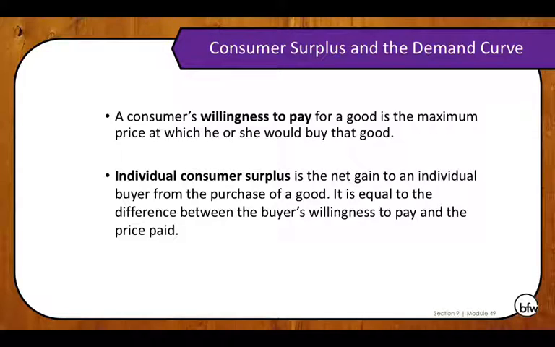This gets us to begin to think about what consumer surplus is actually all about. What is the most you would pay for a meal at Chick-fil-A? What is the most you would pay for a used car? This is what we call your willingness to pay.